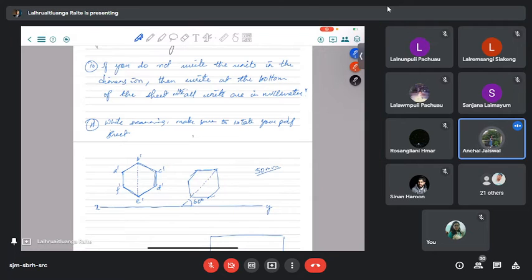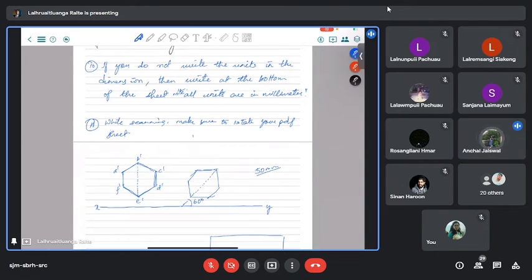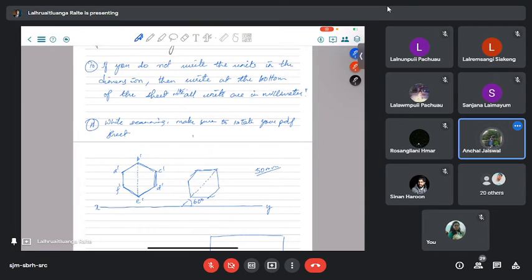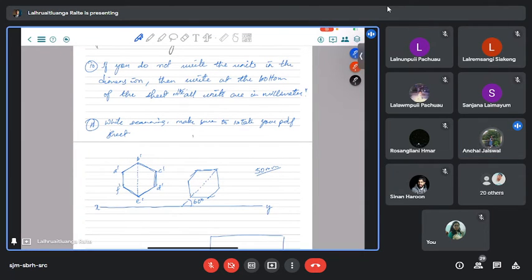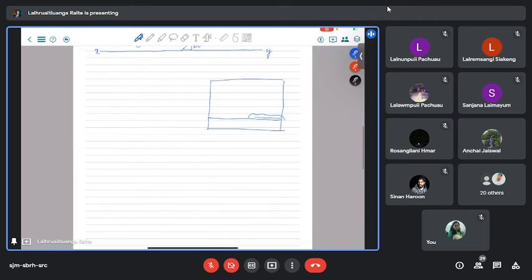Sir, I want to ask a question about isometric view. The second question you provided us, the cylinder one. Sir, in that question, it is mentioned that one of its base generators is on the HP. Yes, sir, I want to ask about that question.